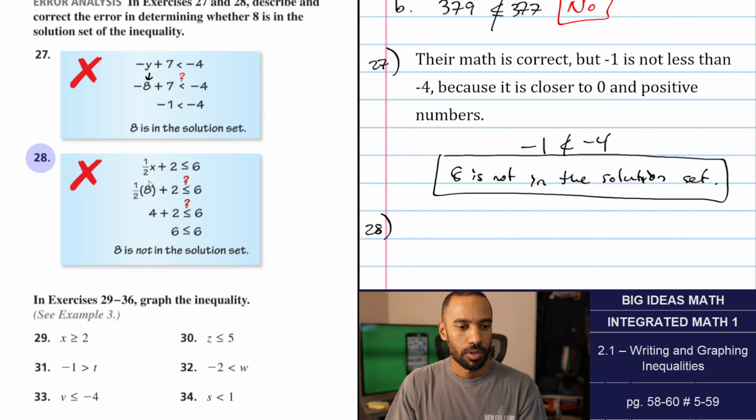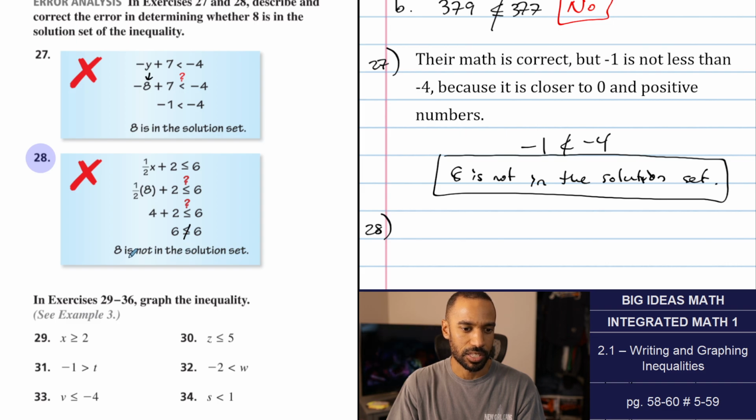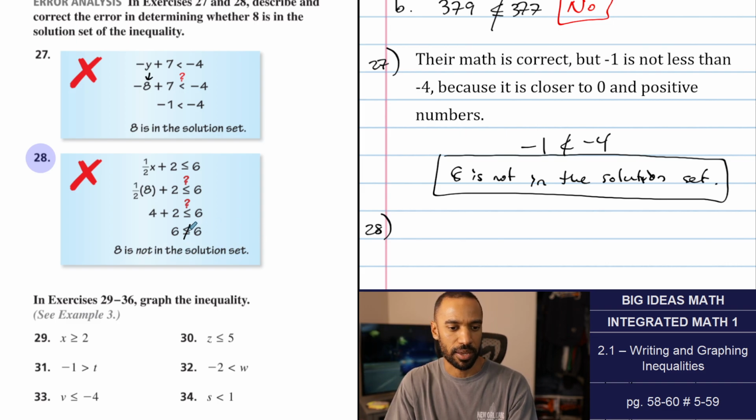They substitute 8 for x. Half of 8 is 4. 4 plus 2 is 6. They said 6 is less than or equal to 6. Well, this time they didn't cross it out. Normally we do the cross out thing because they said not in the solution set. So I expected a cross out here.